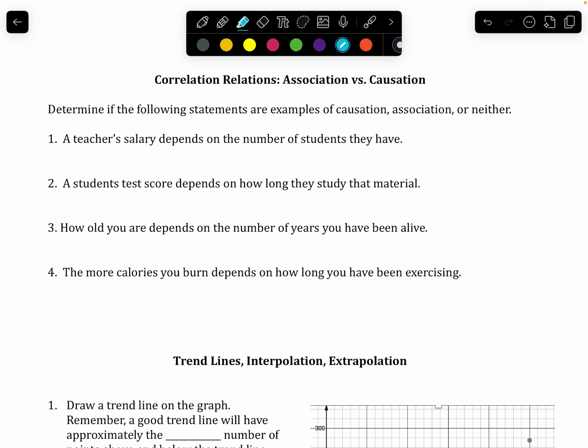But from my experience, this would really be kind of a neither, but I could see how some people might think it's association. So when you think about a teacher's salary, I get paid the same amount whether I teach 20 kids or whether I teach 200 kids. So for me, my salary doesn't change based on the number of kids that I have. However, we are in a large school district, and maybe in smaller school districts, you have less kids, so your salary is less. So depending on how you think of this, for me, this would either be neither or it could be association, depending on how you're thinking about this.